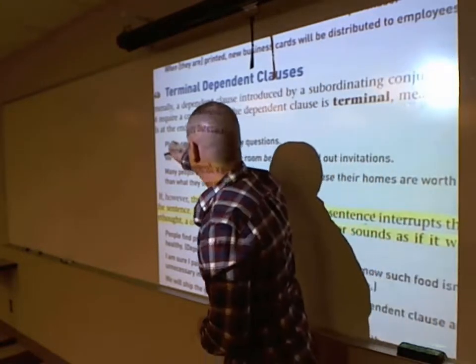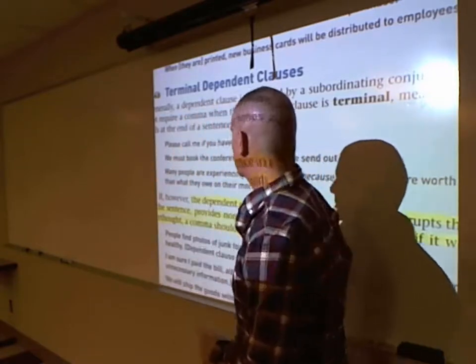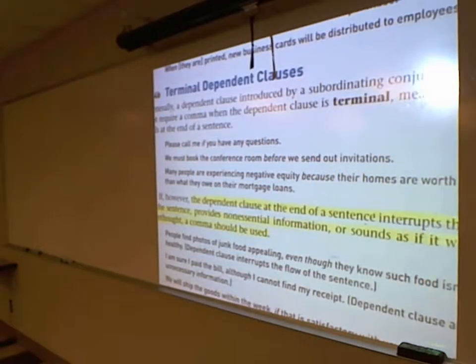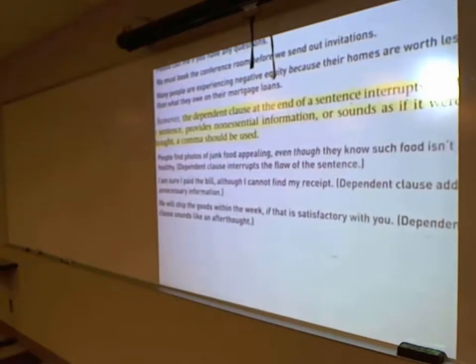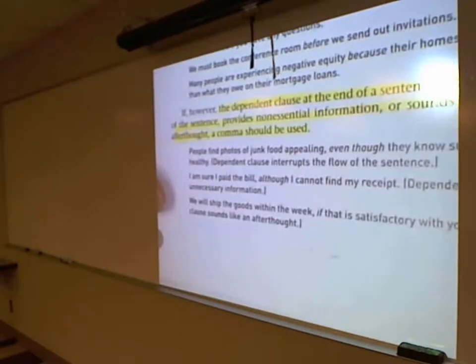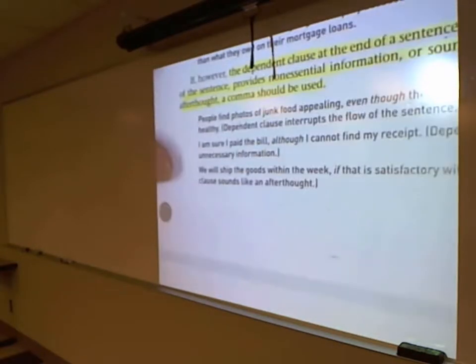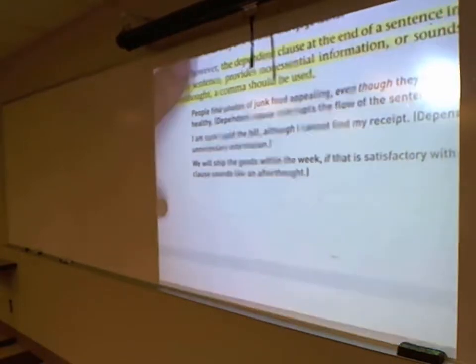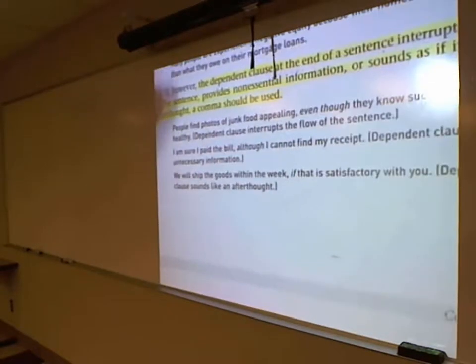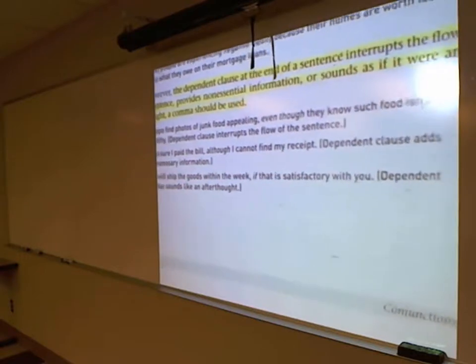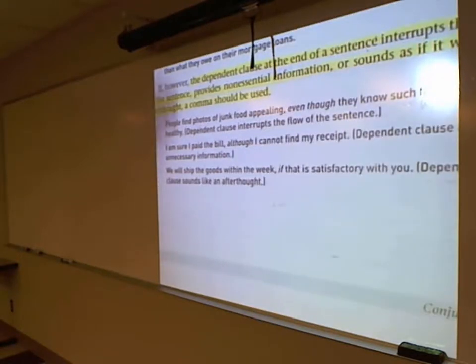Now, if, however, the dependent clause at the end of the sentence interrupts the flow of the sentence, provides non-essential information, or sounds as if it were an afterthought, then you can include a comma. People find photos of junk food appealing, comma, even though they know such food isn't healthy. So it interrupts the flow of the sentence here, so that's why they included the comma at the end of this terminal sentence where it's dependent.